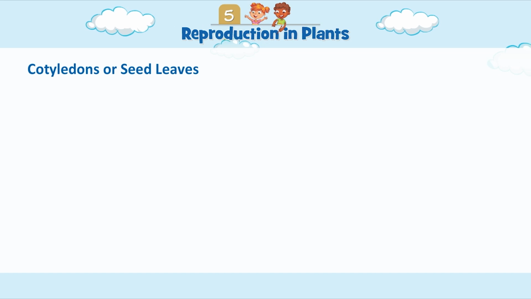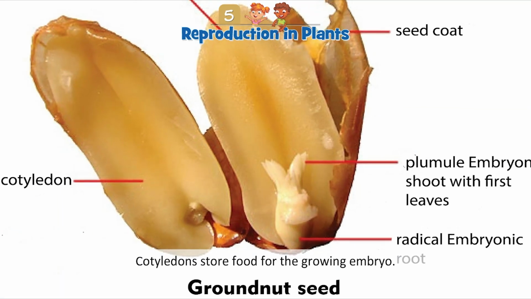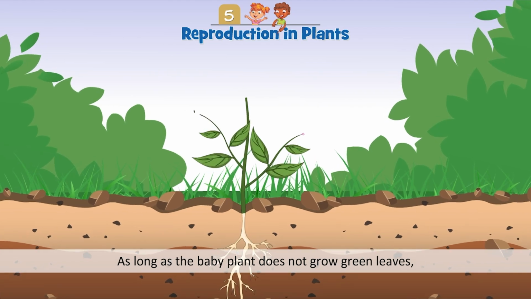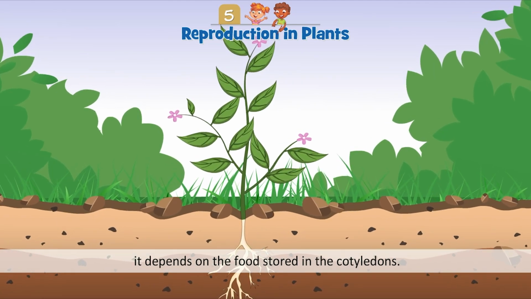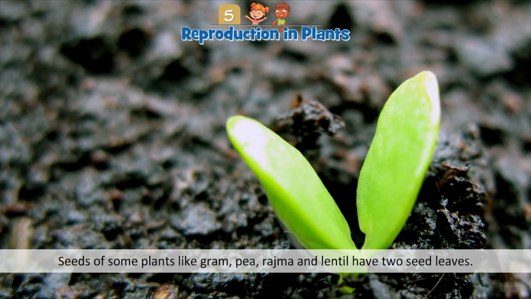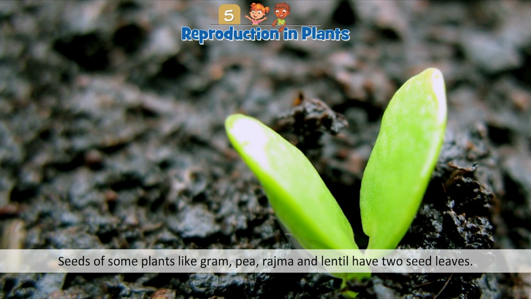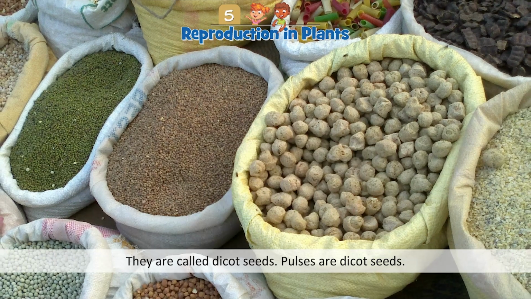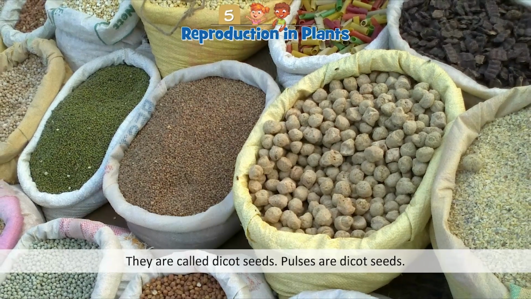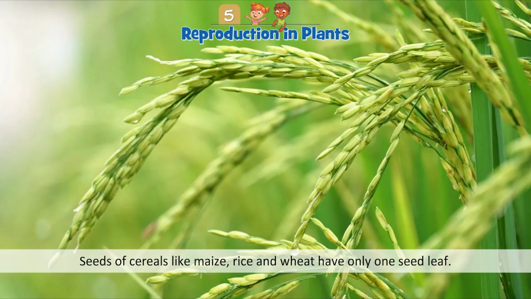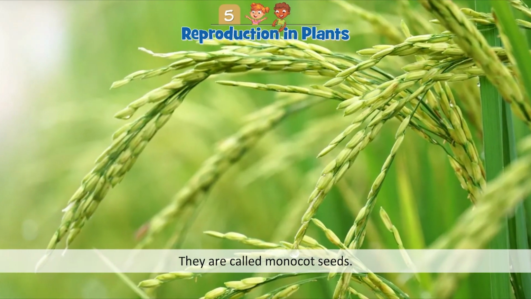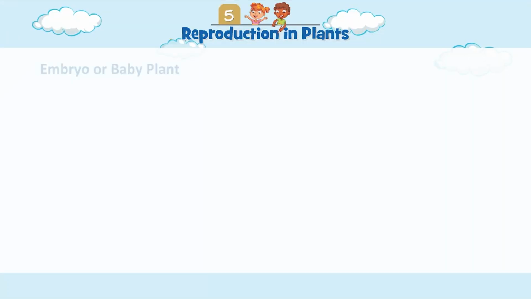Cotyledons or seed leaves. Cotyledons store food for the growing embryo. As long as the baby plant does not grow green leaves, it depends on the food stored in the cotyledons. Seeds of some plants like gram, pea, rajma, and lentil have two seed leaves. They are called dicot seeds. Pulses are dicot seeds. Seeds of cereals like maize, rice, and wheat have only one seed leaf. They are called monocot seeds.